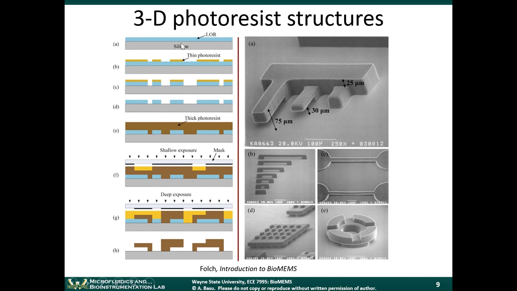So this is using two types of photoresist. Can everyone see this here? LOR stands for lift-off resist. It's actually a type of photoresist that dissolves very rapidly. So you put a layer of this lift-off resist on there first, and then you put a layer of thin photoresist. This is a typical photoresist. And you expose the upper layer of photoresist, and then you go through a development step.